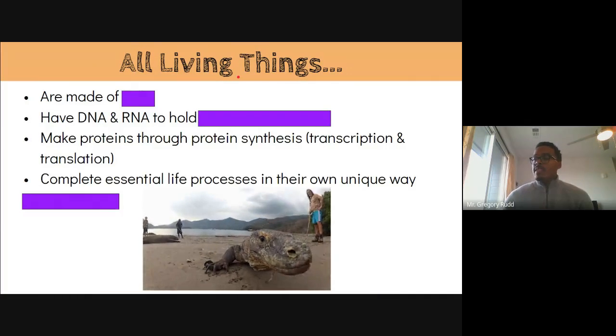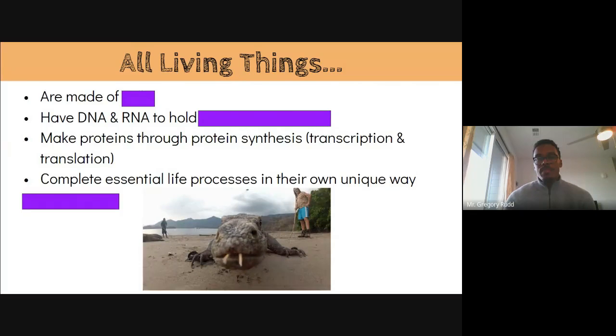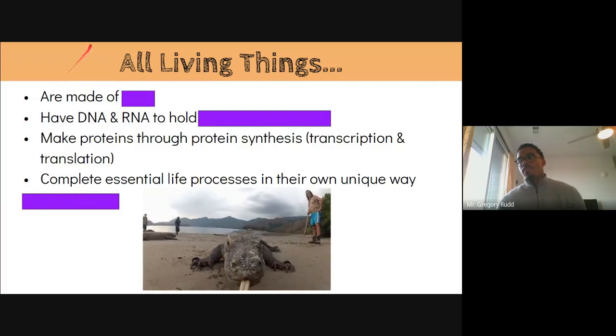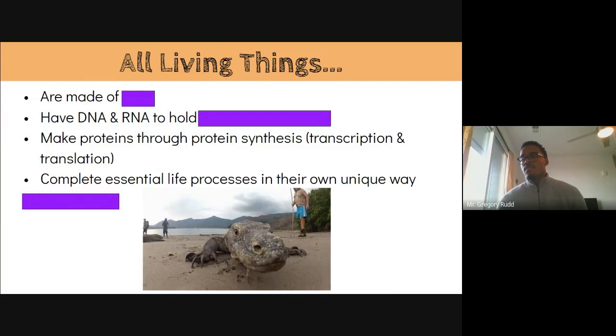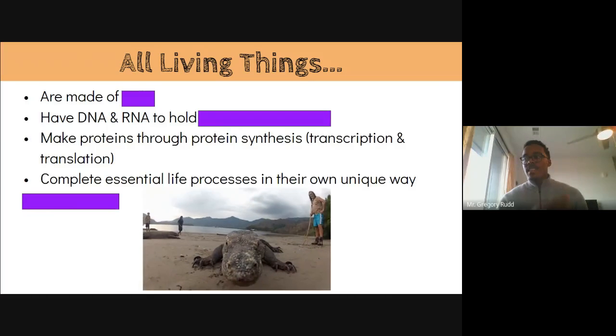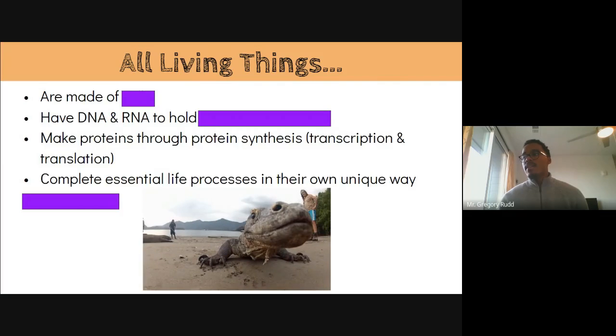All right, so some quick statements. All living things are made up of what? What's the most basic unit of life? Okay, that's true. All living things are made up of matter. Thank you, Jaden. Everything is made up of matter. But Kyrie is right. This is the answer we're looking for. Cells. All living things are made up of cells.